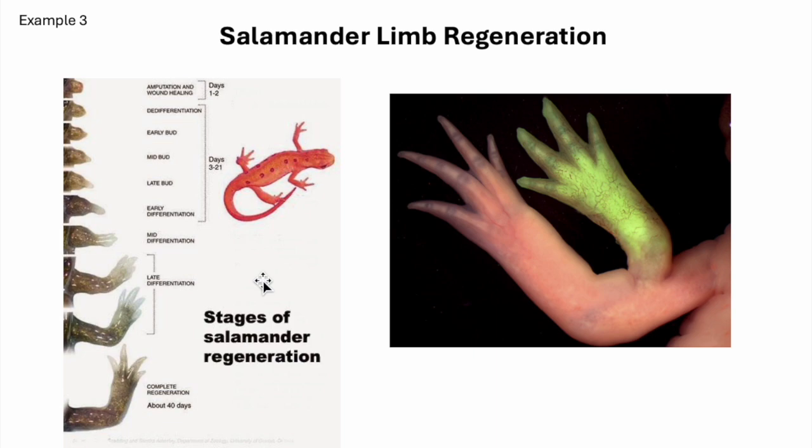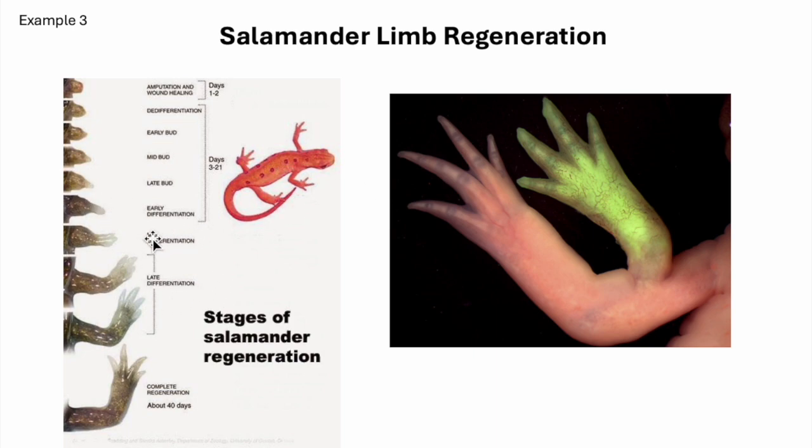Example number 3 is in the experiments of salamanders and their ability to regenerate their limbs after amputation. The amazing thing about these experiments is that the cells at the location of amputation, or where the cut was made, seem to remember that salamanders have 4 toes.